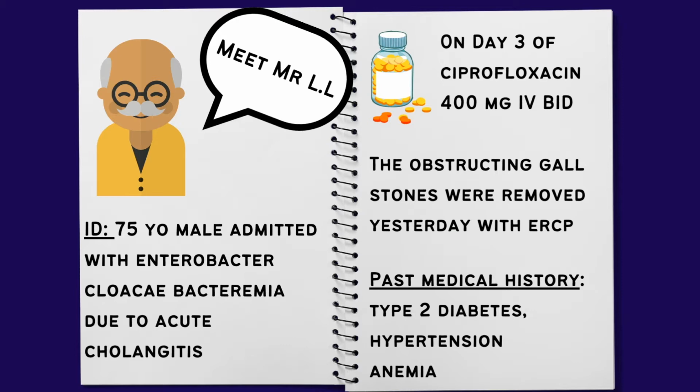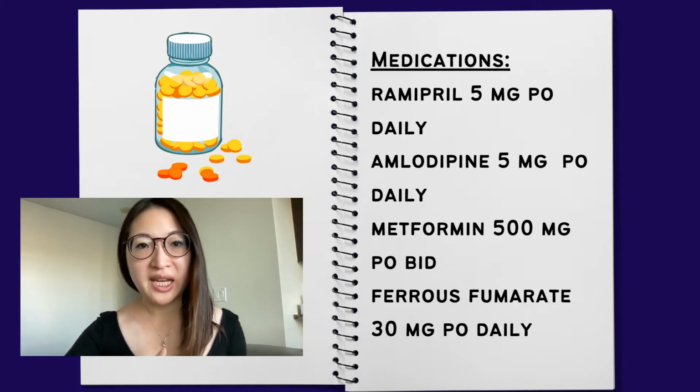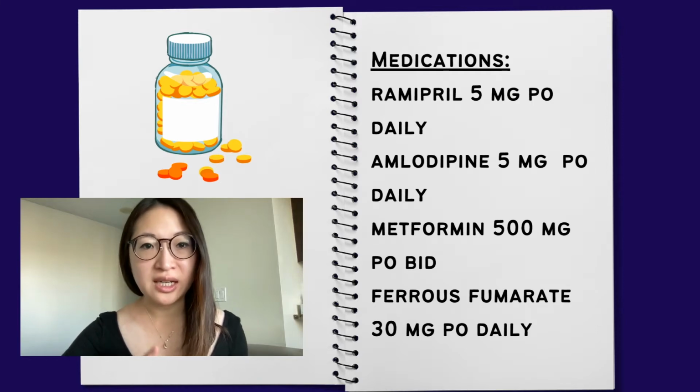Mr. LL is a 75-year-old male admitted for Enterobacter cloacae bacteremia due to acute cholangitis. The obstructing gallstone that was causing this cholangitis was removed yesterday with an ERCP procedure. Today on your review, he's on day 3 of ciprofloxacin therapy at a dose of 400 milligrams IV 2 times a day. His past medical history is significant for type 2 diabetes, hypertension, and anemia. You note that Mr. LL is also on the following medications. You have ramipril, amlodipine, metformin, and ferrous fumarate at the doses listed above.